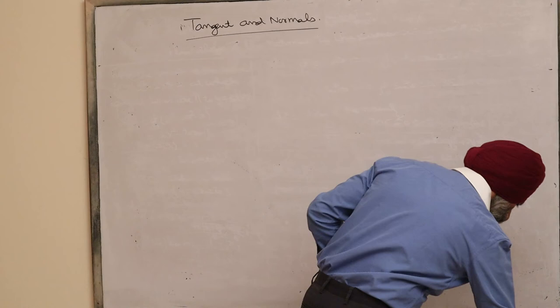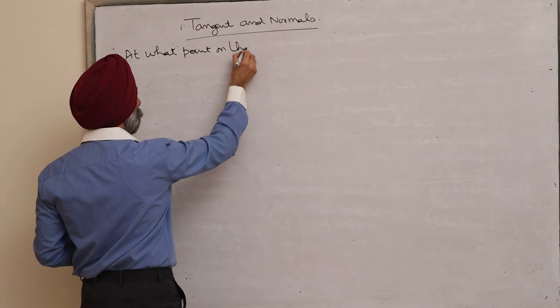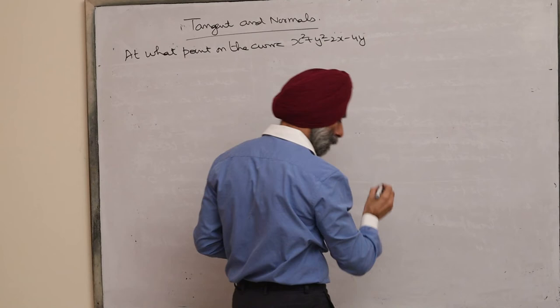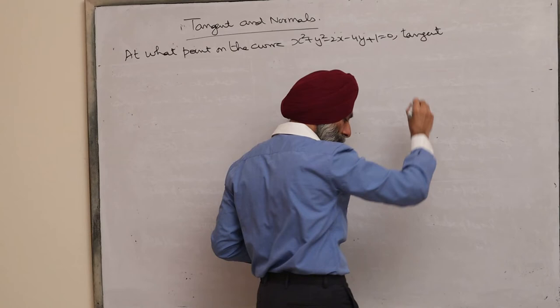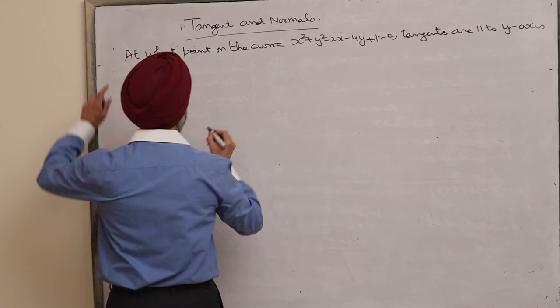Now next is, at what point on the curve x square plus y square minus 2x minus 4y plus 1 equals to 0 tangents are parallel to y-axis. Tangents are parallel to y-axis. So once again, first we will differentiate this.